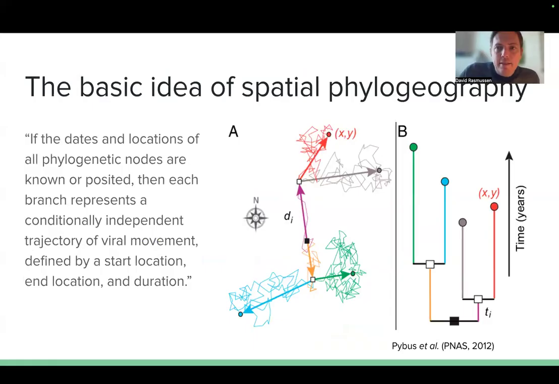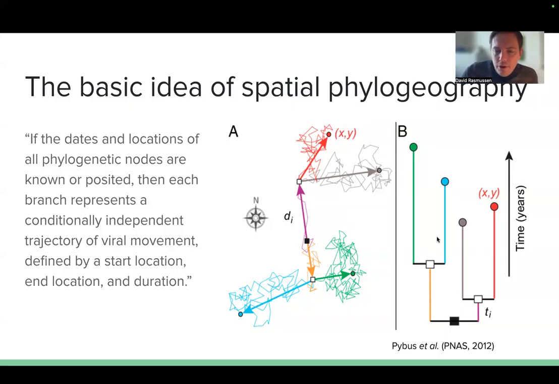But the basic idea of these continuous spatial phylogeographic methods is similar in some sense to the discrete methods. We assume that we know the locations of tips, or where samples were collected. And then from those tips, we want to reconstruct the ancestral locations at the internal nodes of the tree, where now these ancestral locations could be represented in terms of where these lineages are in 2 dimensions.